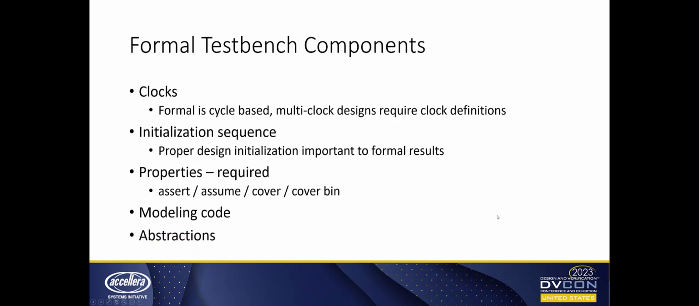And then, of course, there's abstractions. If you do have inconclusive properties, then you're going to start to turn to abstractions to reduce state space and hopefully get to a conclusive result. So these are the major components of a formal test bench. Let's look at a few more details.